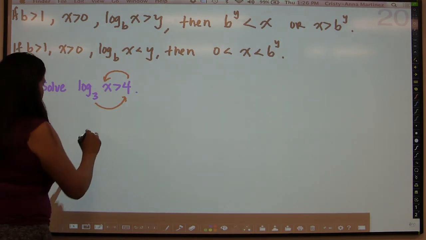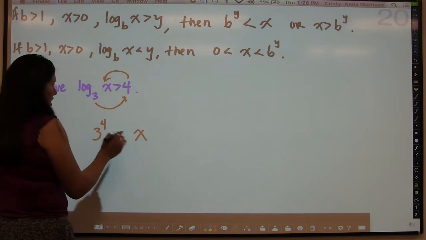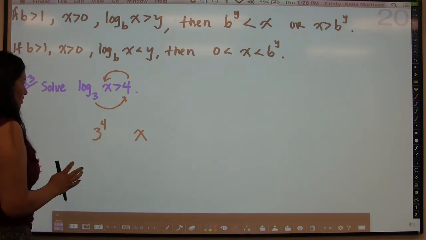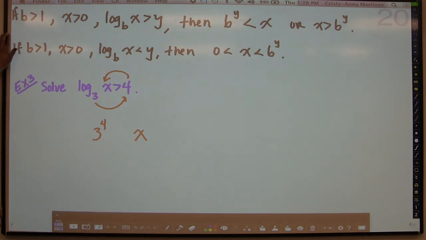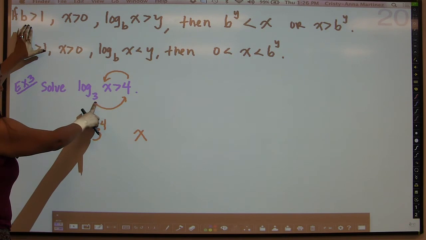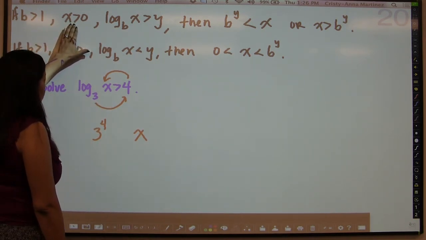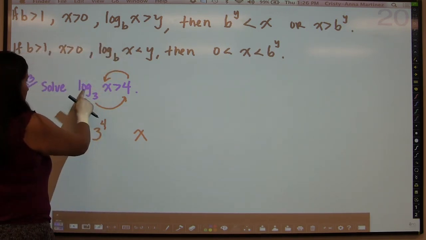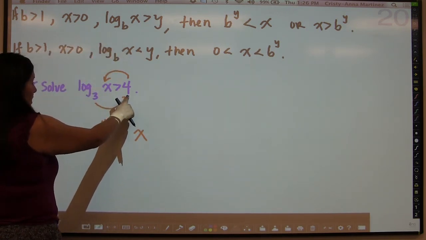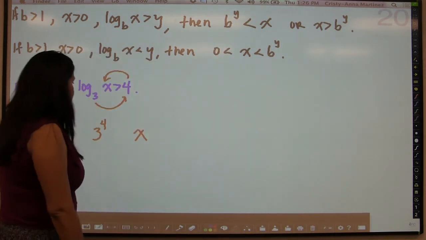Because we know that it's going to be 3 to the 4th and x, but this is not an equal to. So is 3 to the 4th greater than x, less than x? How do I do that? And that's kind of what I put this up here for. It says if the base is greater than 1, which in this case it is, 3 is greater than 1, and if the x value is greater than 0, then log base b of x greater than y, in this case y is 4, then that means that b to the y is less than x.